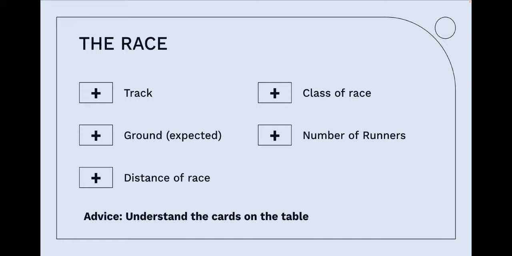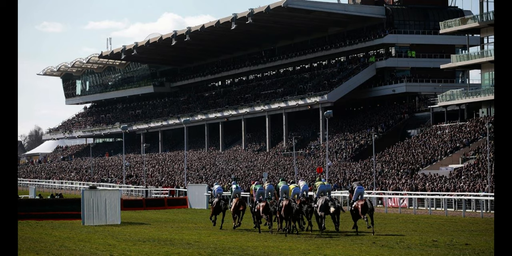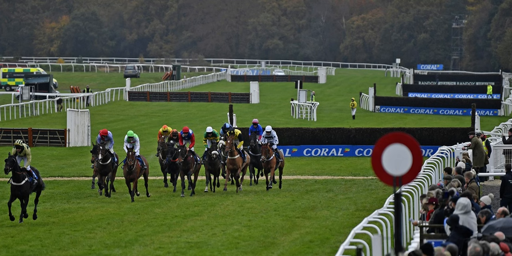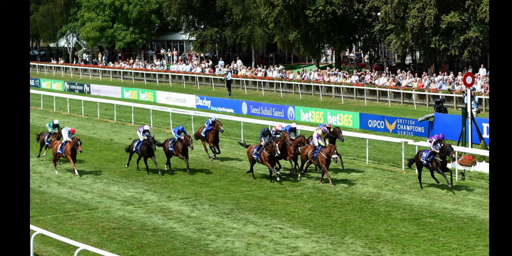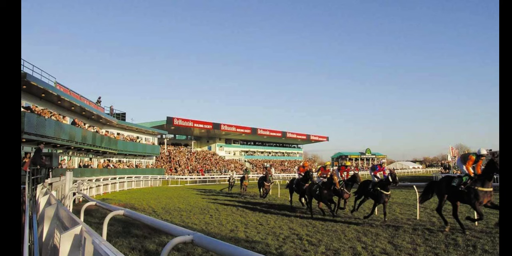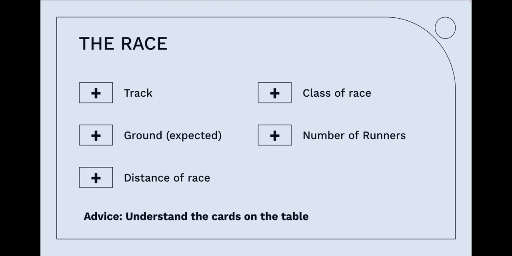The race itself, we're going to need to take on board the track, whether it's tight, galloping, undulating, right-handed, left-handed. The ground is an important factor. It's going to be expected at the time. The distance of the race, the class of the race, and the number of runners in a race.